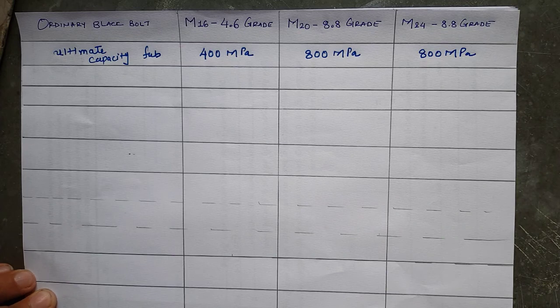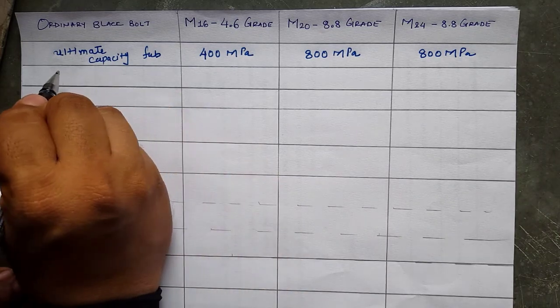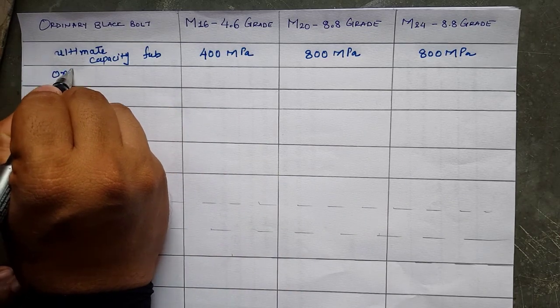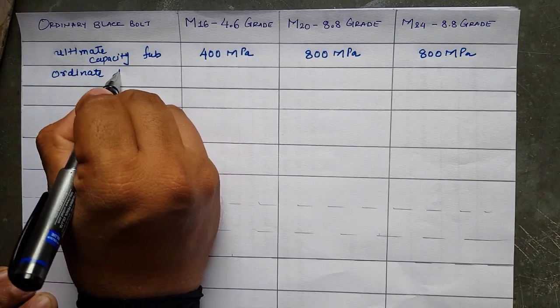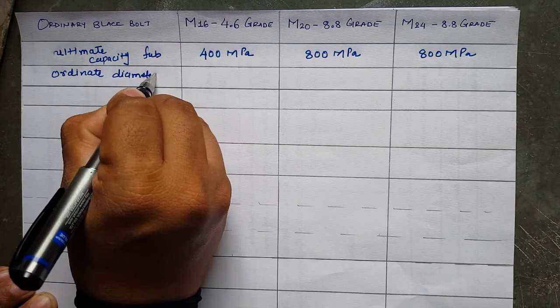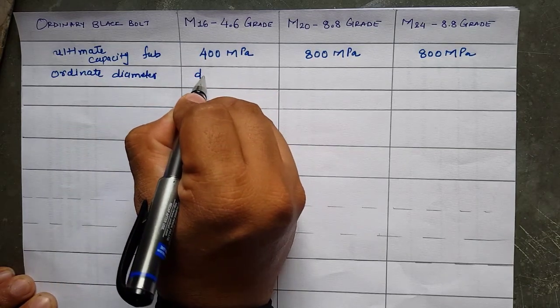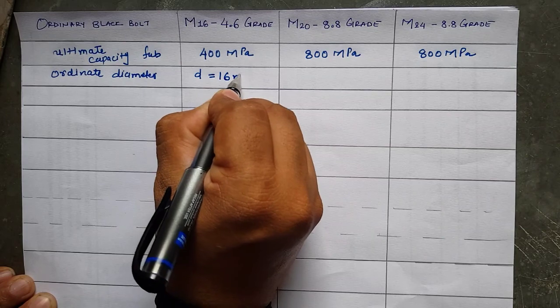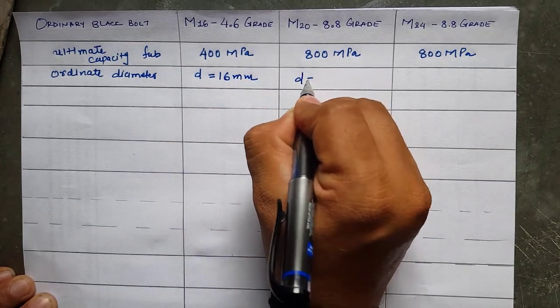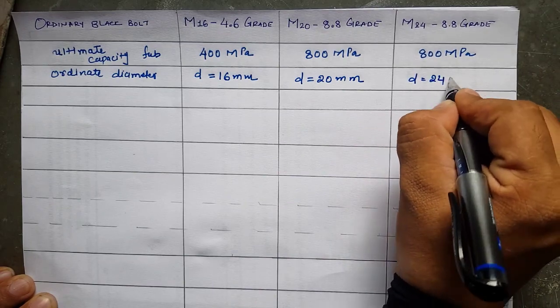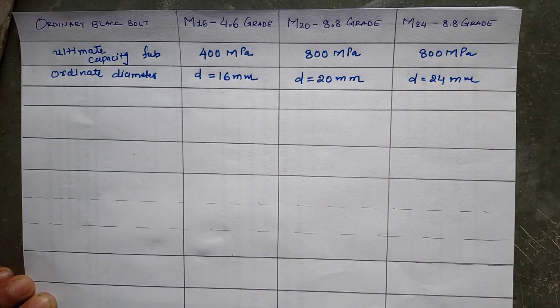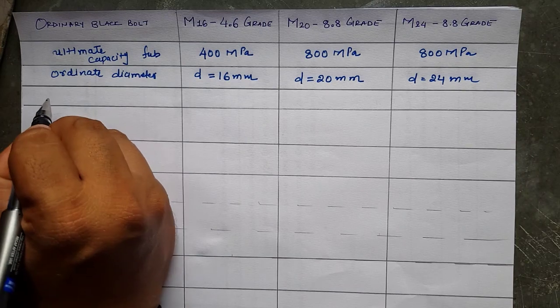Now the next category is nominal diameter, because we have the diameter of bolt. So let us calculate the diameter of hole as well as nominal diameter. For M16 nominal diameter is 16 mm, for M20 it is 20 mm, and for M24 it is also 24 mm. Next thing, diameter of hole.